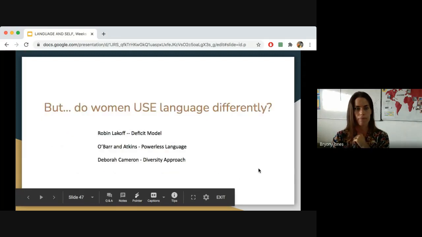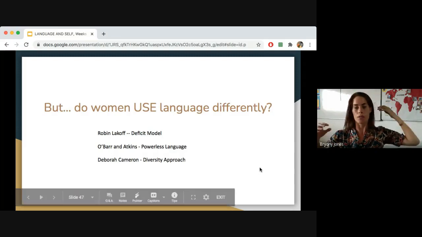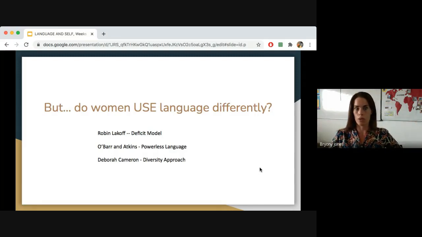All right, so this brings us to the next big question. Do women use language differently? Do we? And I want to introduce you to three theories that might help you. Robin Lakoff, deficit model. One way you can remember this: lack, deficit. Deficit means to not have enough, right? But just note there's no C in her name. It's just Lakoff with a K. Robin Lakoff, the deficit model. These all build on each other. O'Barr and Atkins, they were talking about powerless language.